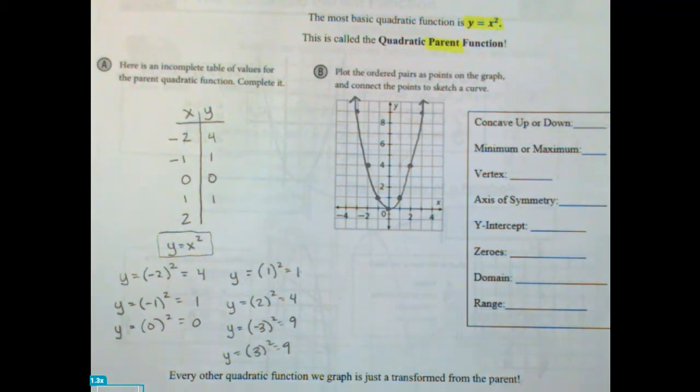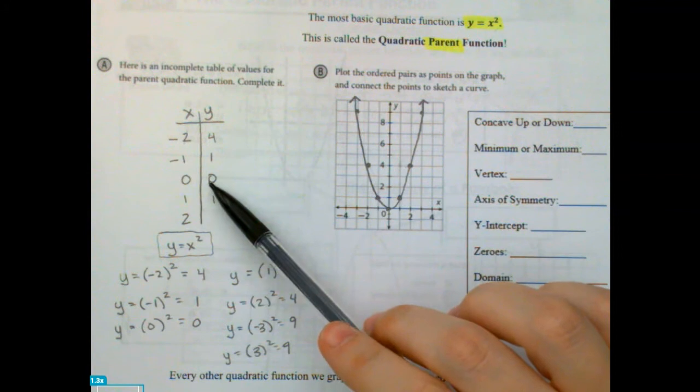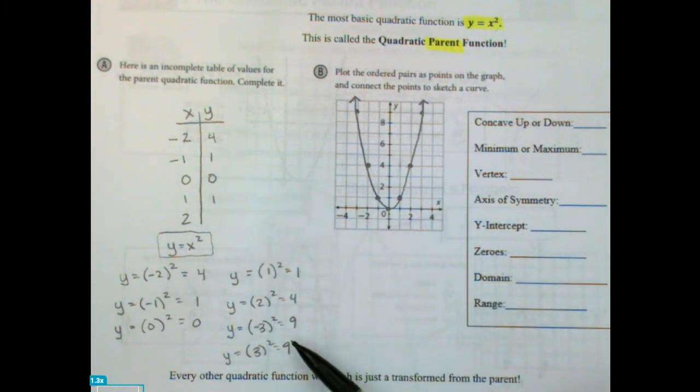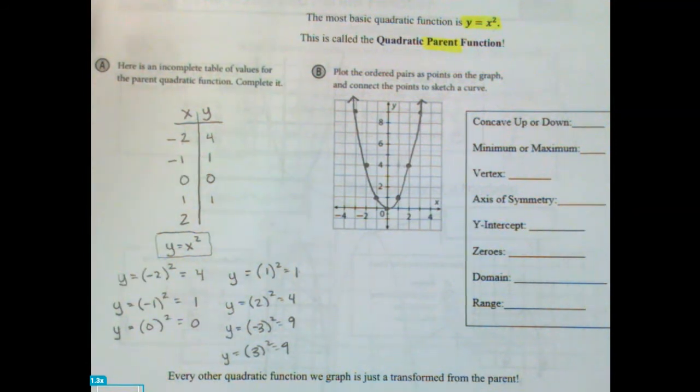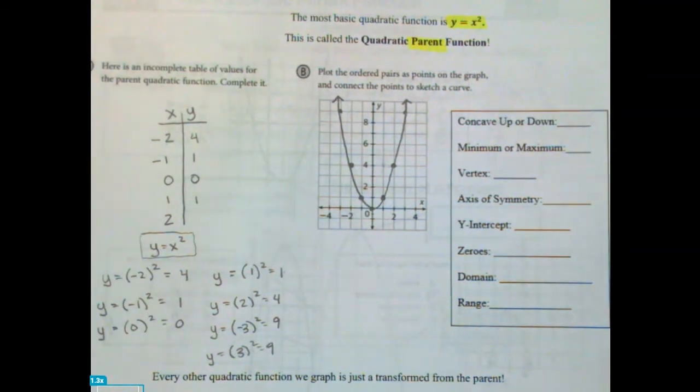Okay? Now, I'm not going to make you do this every time for all these graphs. I have a much easier way, but I need you to be able to come up with a table for this and know these key points. I need you to memorize this parent function for sure. Okay? So let's take a little bit of a look at some other vocab we need to talk about with this parent function.